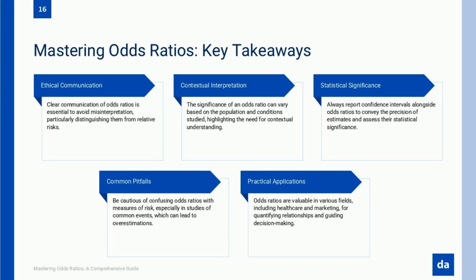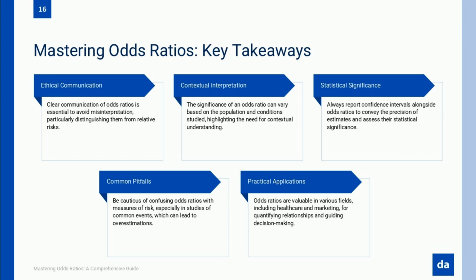Mastering odds ratios involves more than just understanding their mathematical properties. It requires a holistic approach that considers the context of their application, the limitations of the data being analyzed, and the ethical implications of their use in research and decision-making. Comprehensive guidelines for effective odds ratio use include ensuring clarity in communication, avoiding common pitfalls in interpretation, and being aware of the constraints and potential biases in the underlying data.